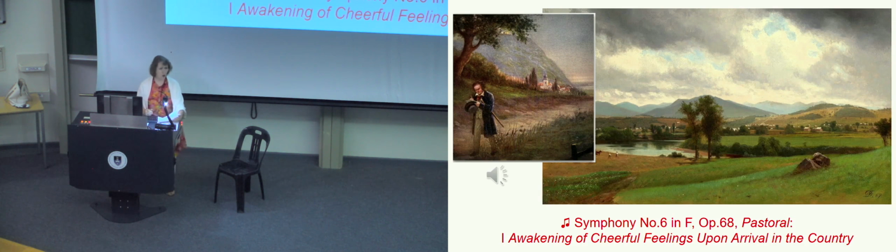This symphony was also composed in Heiligenstadt in 1808 and mirrors the outer scene rather than the inner world of the soul, which we saw in the fifth. It's one of the earliest examples of 19th century program music, music I talked about that describes things, that tells a story or describes scenes in nature. It's got five movements, which is unusual, each with a descriptive title. So he called the first one "Awakening of Cheerful Feelings Upon Arrival in the Country."